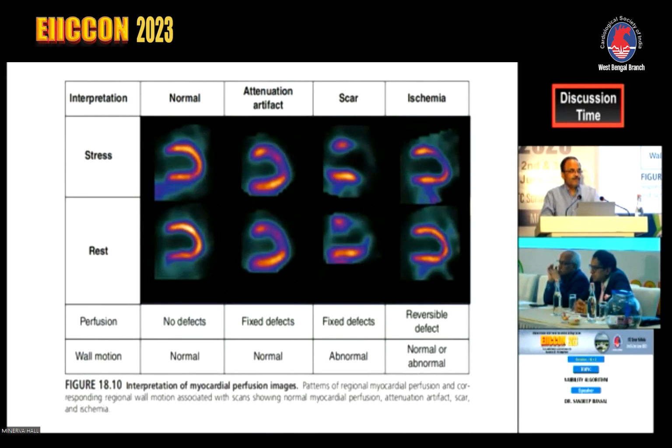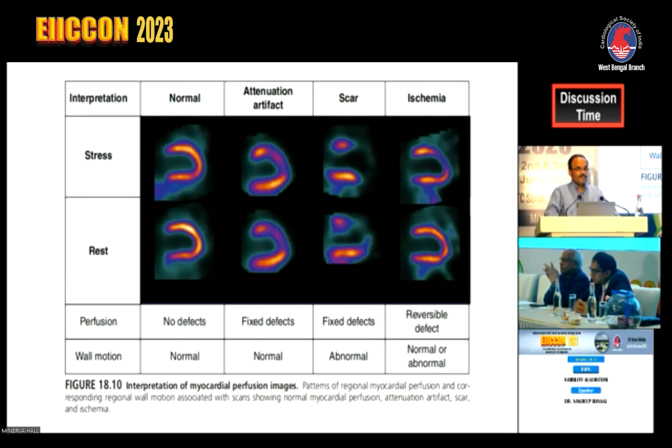The first one is normal, which is showing orange color in the entire thickness of the myocardium, both at stress and at rest. Sometimes such defects may be present both at rest and at stress, and these are large areas, in a non-specified vascular territory. These are basically attenuation artifacts. The attenuation artifacts are more commonly present in the diaphragmatic surface and the inferior wall of the myocardium.